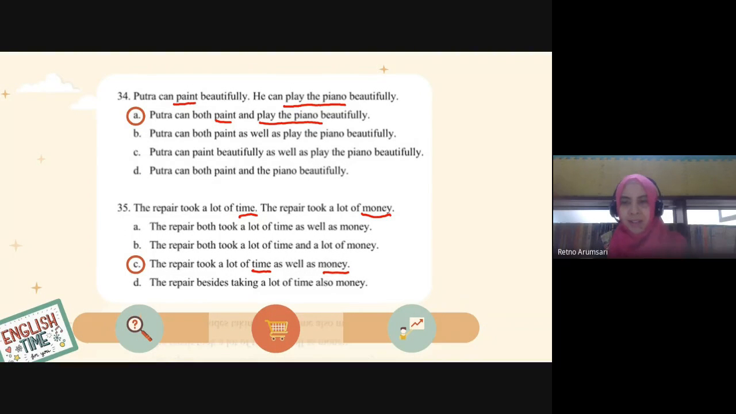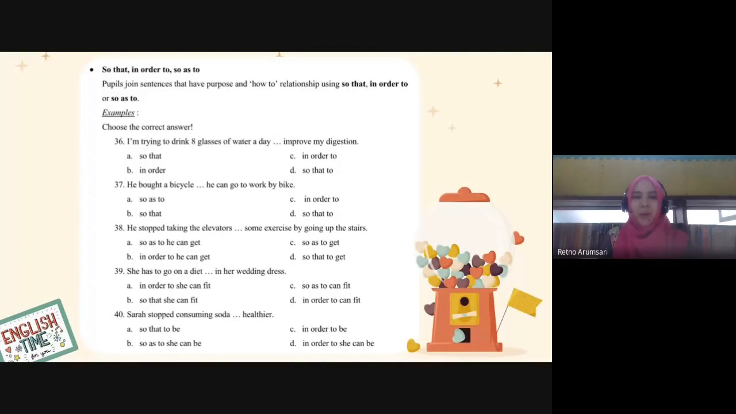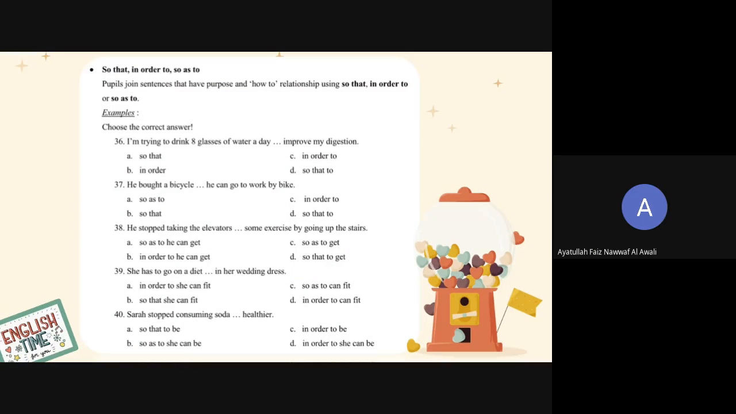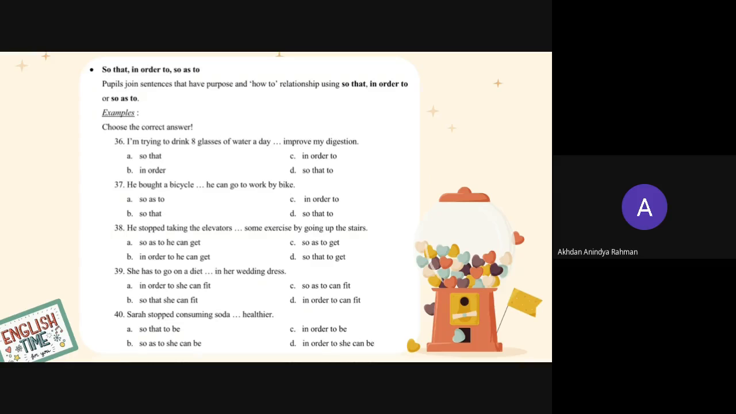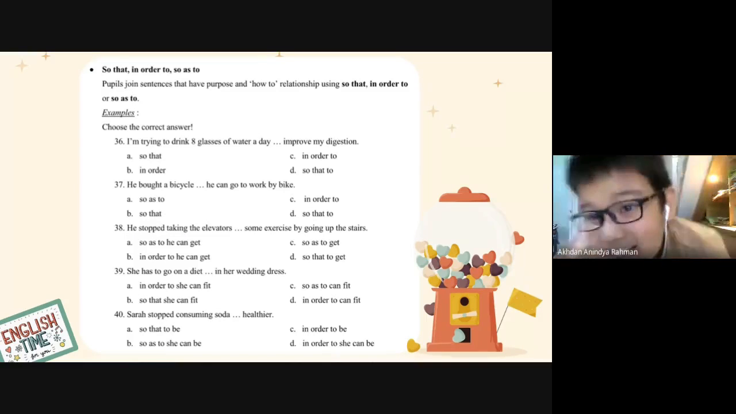Okay, 6C. Now let's move on. Have you copied everything? Yes. Okay. Next, so that, in order to, so as to. This is the easiest one. Yes. Okay, let's go to Fino.